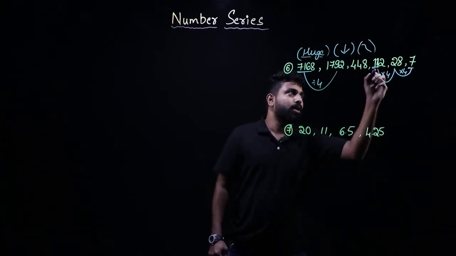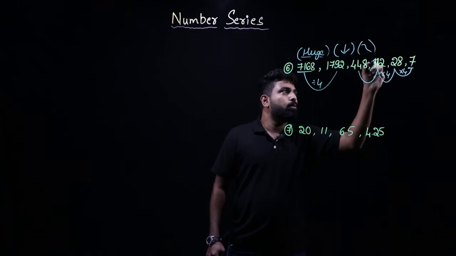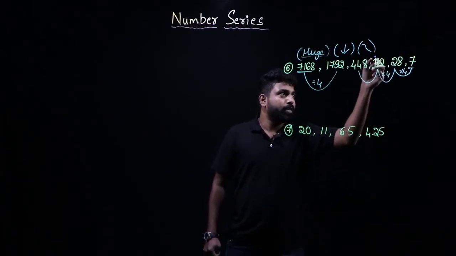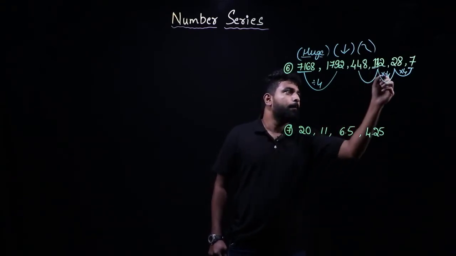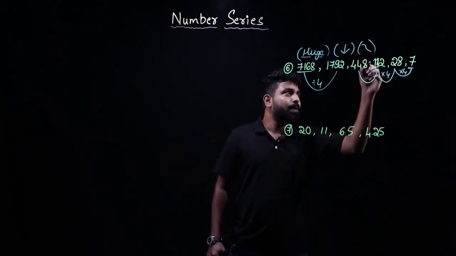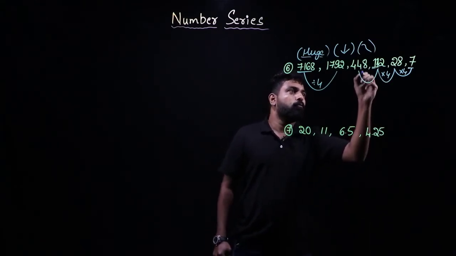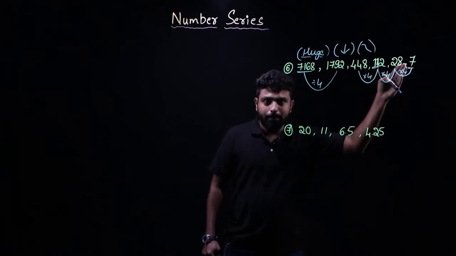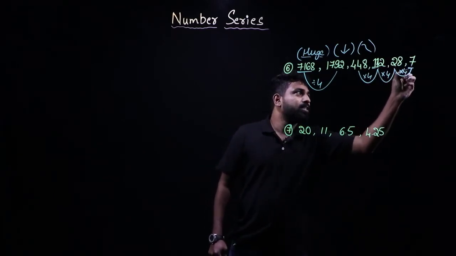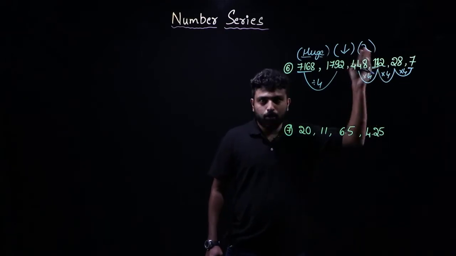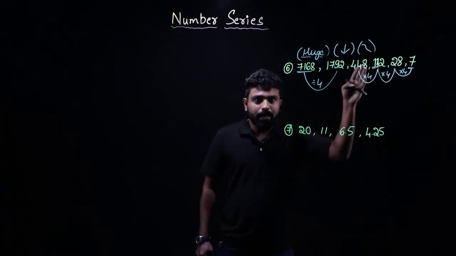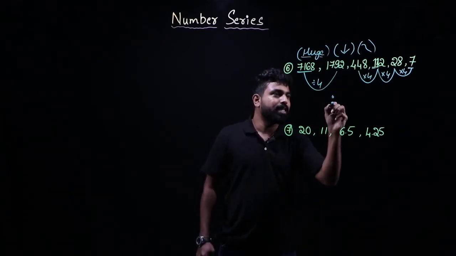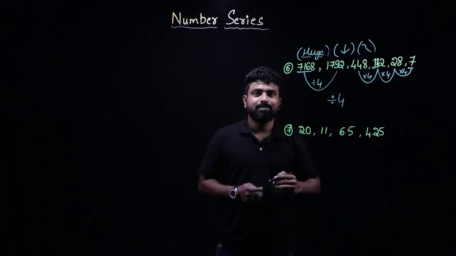Let me check once more. So what if I multiply 112 with 4? What do I get? 4 into 100 gives me 400. 4 into 10 gives me 40. So 440 plus 4 into 2 is 8. So if I multiply 112 with 4, I get 448. So my logic is right. Whenever I'm coming from the ending, I'll have to multiply the last term with 4 to get the last but one term. Whenever I'm starting from the beginning, I'll have to divide the first term by 4 to get the second term. So my logic here is divided by 4.